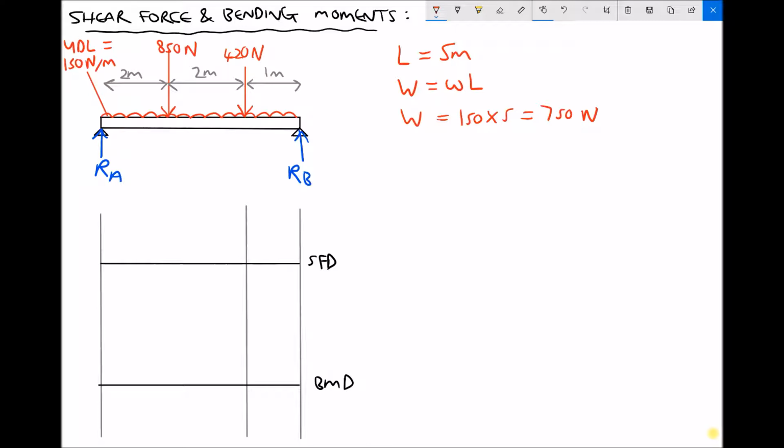Now I need to add that to the beam, but I need to add it at the centre of the UDL. Now with the UDL and the beam being 5 meters long, I'm going to need to add that 2.5 meters from either the left or right hand support. So it's going to be around there. The magnitude is 750 newtons and the distance from the left hand support is 2.5 meters.